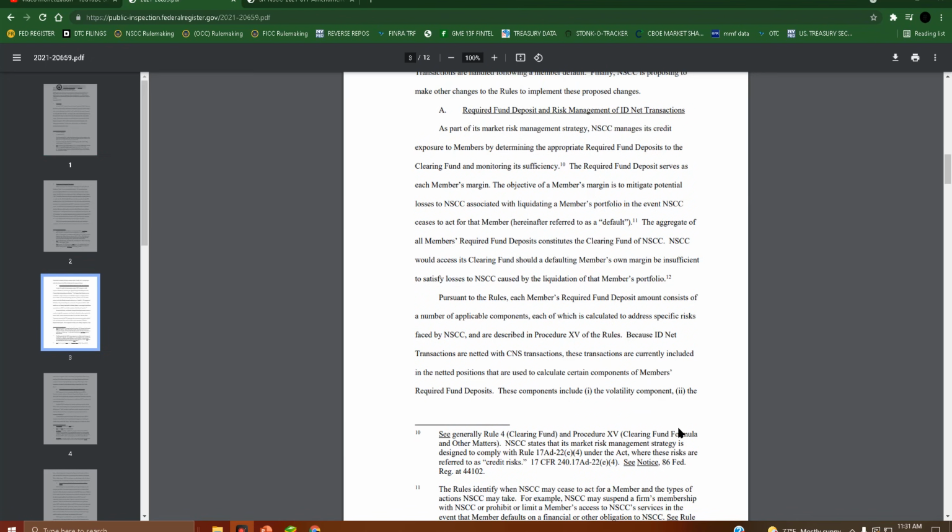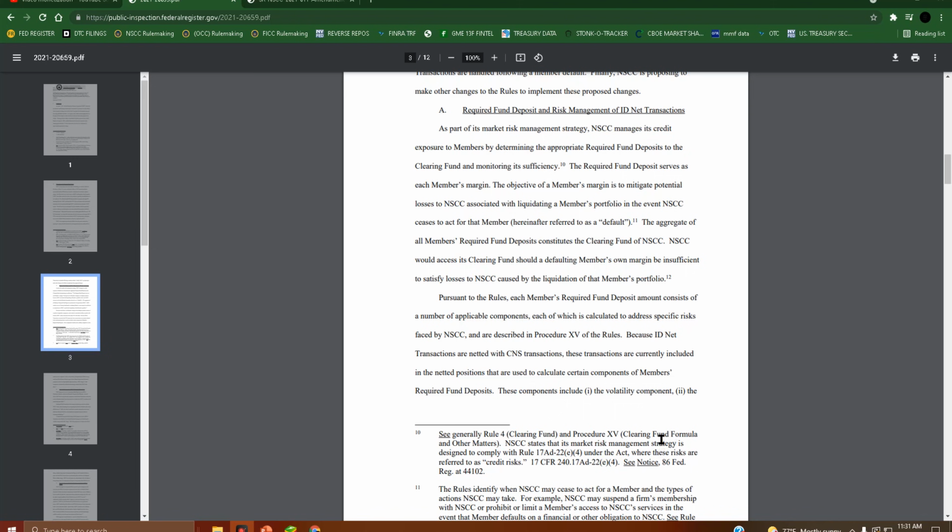So basically what this is going to do is it says the objective of a member's margin is to mitigate potential losses to NSCC associated with liquidating a member's portfolio in the event NSCC ceases to act for that member, hereinafter referred to as a default. The aggregate of all members' required fund deposits constitutes the clearing fund of NSCC. NSCC would access the clearing fund should a defaulting member's own margin be insufficient to satisfy losses to NSCC caused by the liquidation of that member's portfolio.